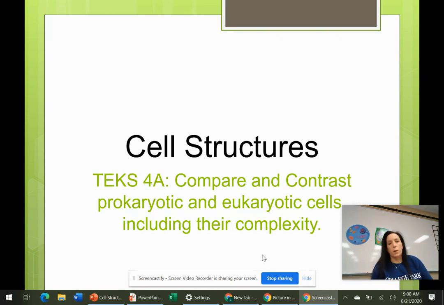Today we're talking about cell structure. What you have to do as a student is be able to compare and contrast prokaryotic and eukaryotic cells, including their complexity. That's talking about the organelles that are inside and what they do.